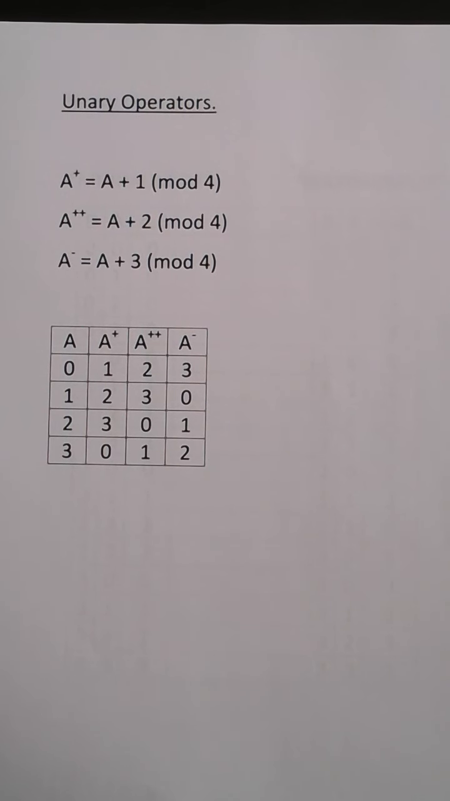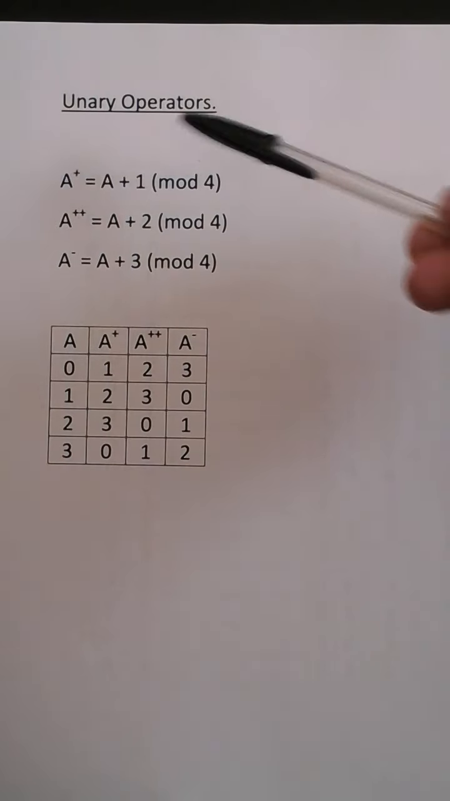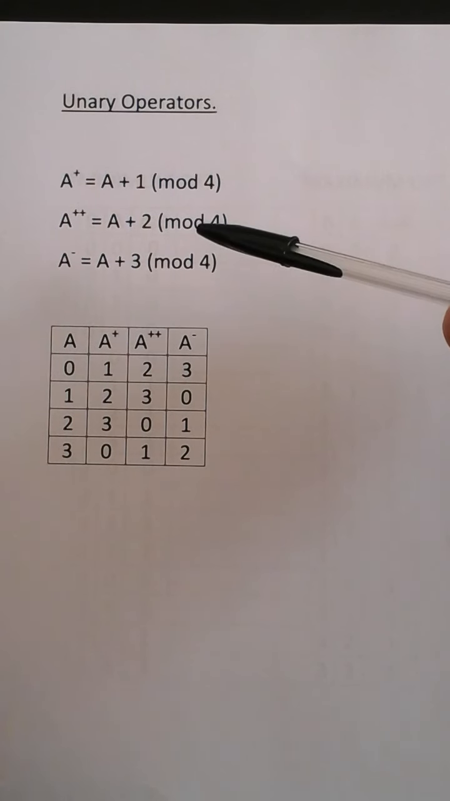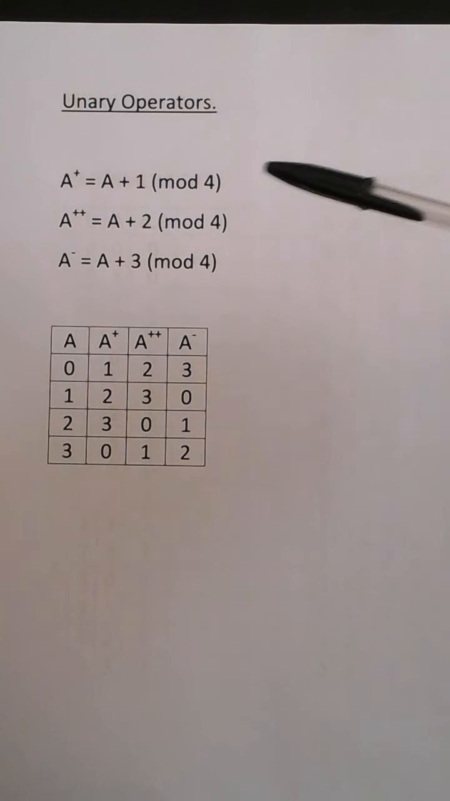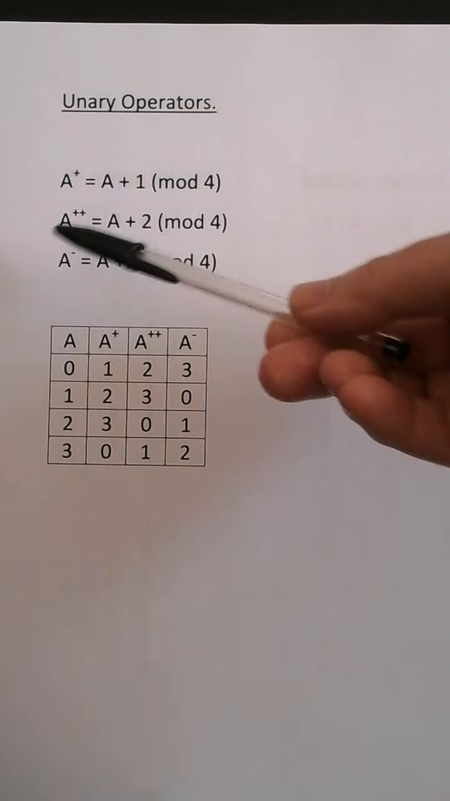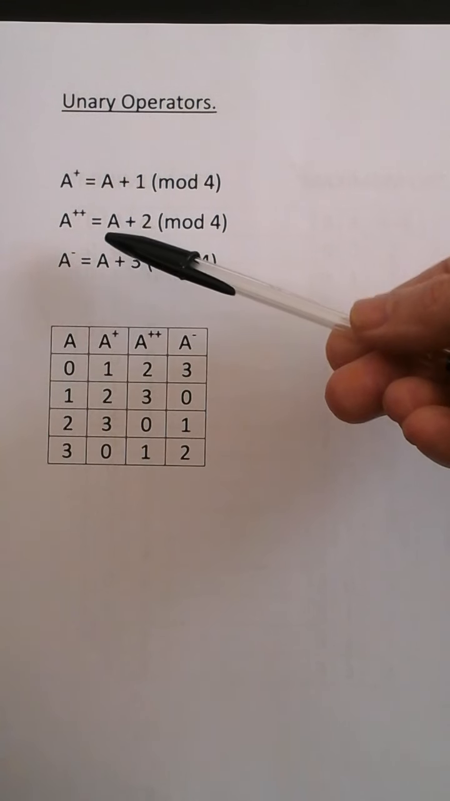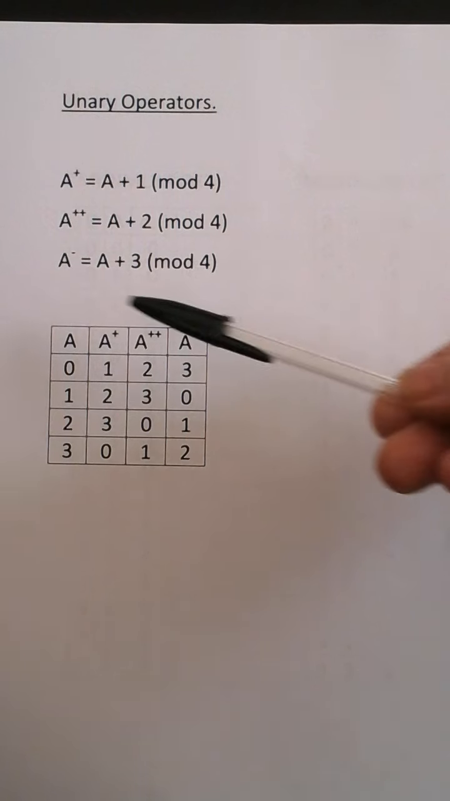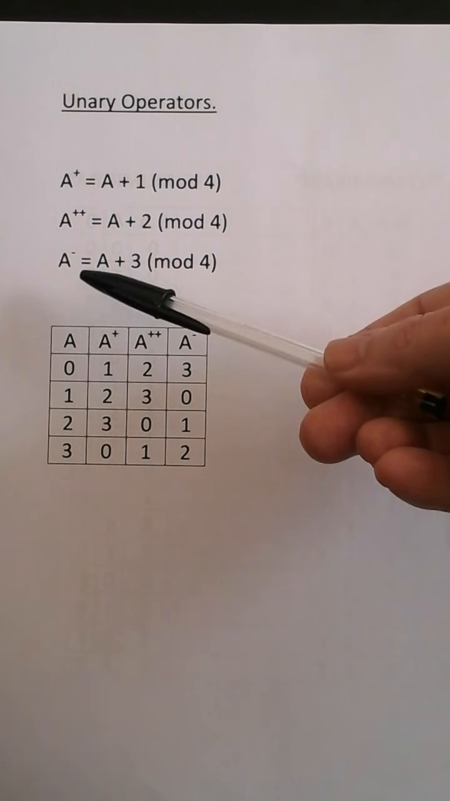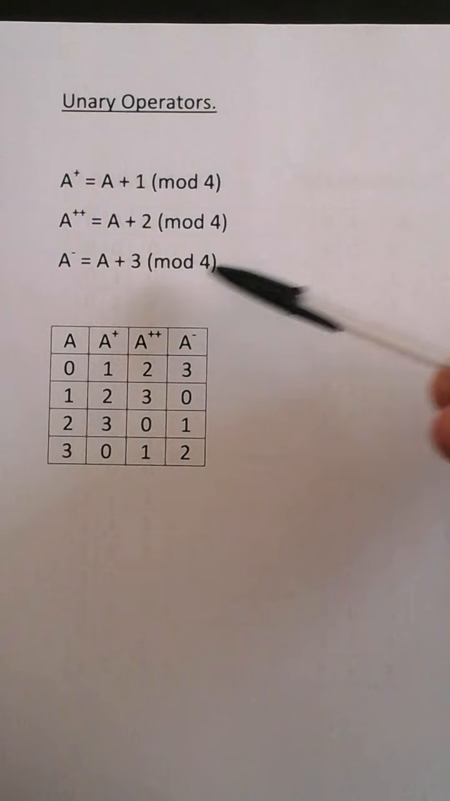This is on a quaternary algebra with 3 binary operators. This algebra doesn't use any 2-valued unary operators, it only uses 3-valued unary operators. So here we have the unary operators, unary meaning one input. This is A plus, which is A plus 1 modulo 4. This is A plus plus, which is A plus 2 modulo 4. And this is A minus, which is A plus 3 modulo 4.